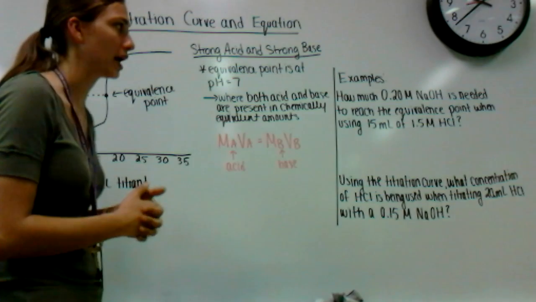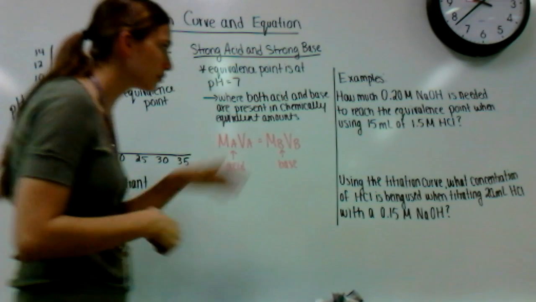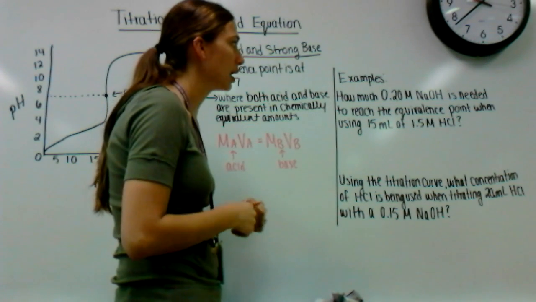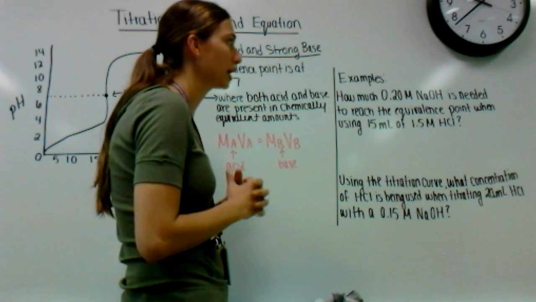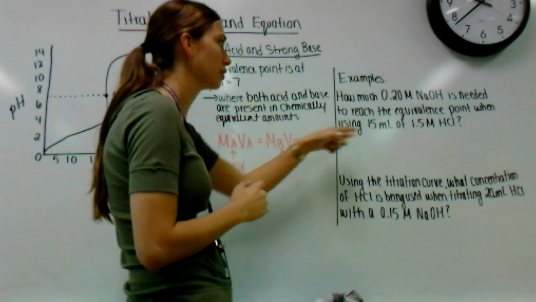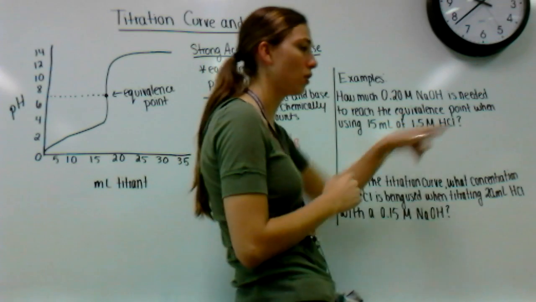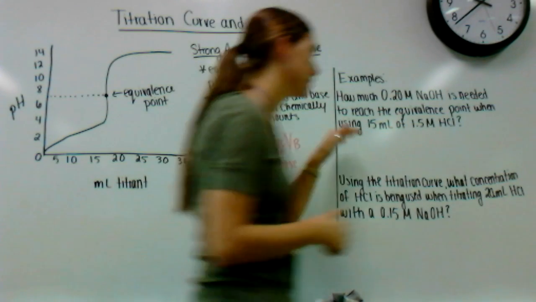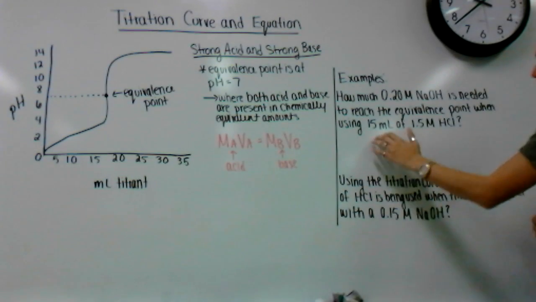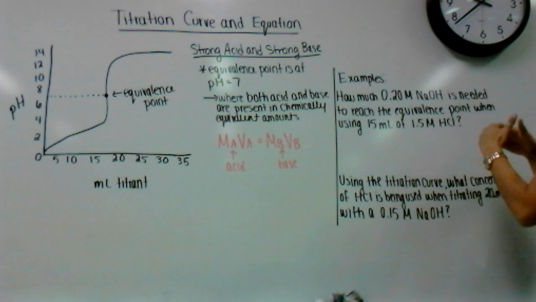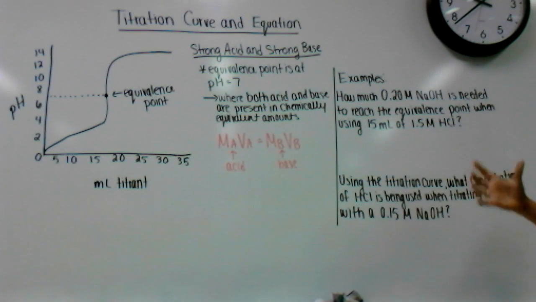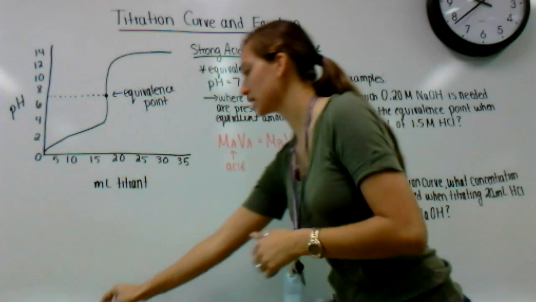So let's do a few of these practice problems. How much 0.20 molar NaOH is needed to reach the equivalence point when using 15 milliliters of a 1.5 molar HCl? So in this problem, we know the concentration and volume of our acid, but we're trying to figure out how much base is needed to put into our acid.